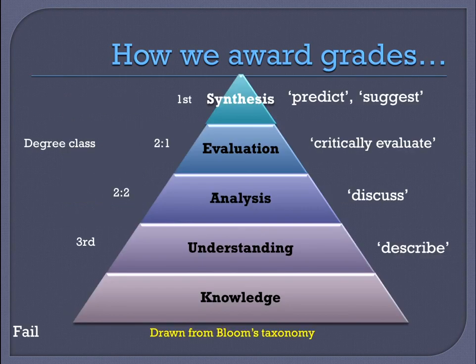And as I say, it's those last two at the top of this pyramid, the synthesis and evaluation, which really make the difference and demonstrate the difference between university and school doing A-levels. And that is where the marks are awarded, a 2-1 or a first. Below that, obviously, you still get a mark. If you demonstrate understanding, you'll get a third. And if you can discuss and analyse a particular piece of text, then you will get a 2-2.